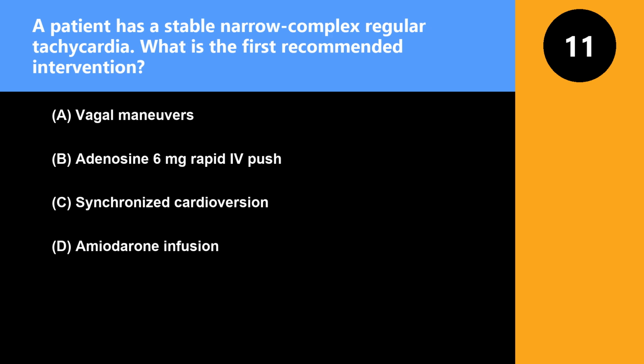Question 11. A patient has a stable narrow-complex regular tachycardia. What is the first recommended intervention? Option A, vagal maneuvers. Option B, adenosine 6 mg rapid IV push. Option C, synchronized cardioversion. Option D, amiodarone infusion. The correct answer is option A, vagal maneuvers.